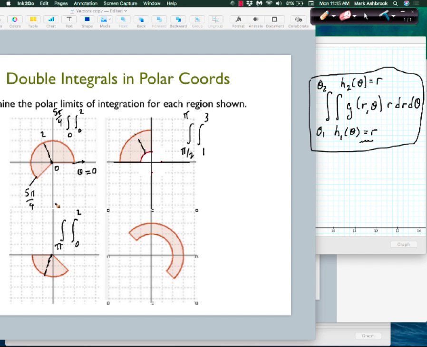Seven pi fourths. So from 0 to 2, and then starting angle at pi, finishing angle 7 pi over 4. Last one. Michael, did you get it? 2 to 3, so we start at 2, out to 3, right?